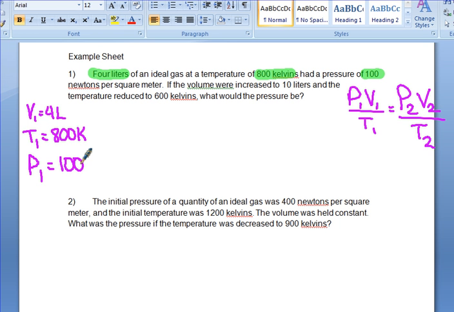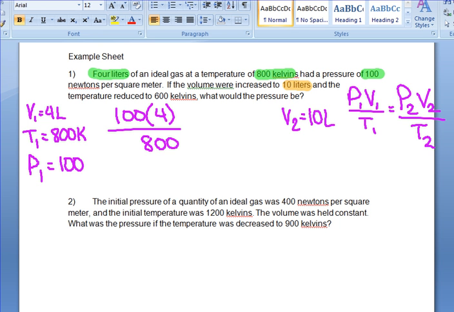P1 V1, so we're multiplying 100 times 4, and we're going to divide that by 800. Now we want to know what our P2, V2, and T2 are. So we keep on looking. The volume were increased. So we have a new volume that's going to be 10 liters. So our V2 is going to be 10.